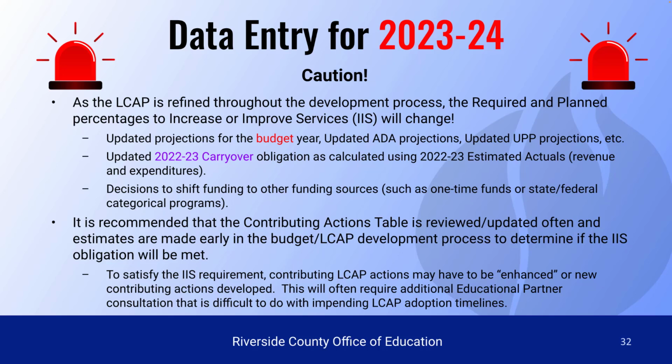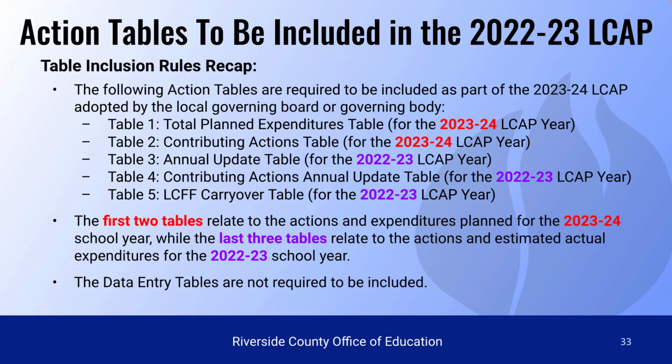This will often require additional educational partner consultation that's difficult to do with impending LCAP adoption timelines. So as a recap, the 5 tables that will be included in your upcoming 23-24 LCAP. The first 2 tables are for the coming school year, 23-24, and the last 3 tables, 3, 4, 5, will be for the current school year, 22-23. The data entry tables are not required to be included.